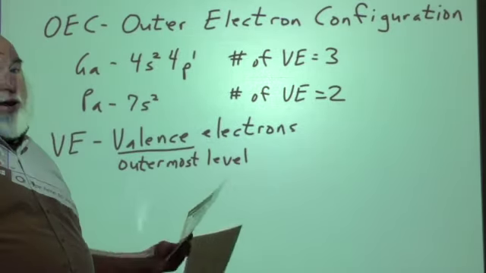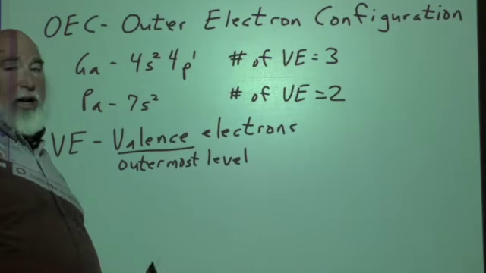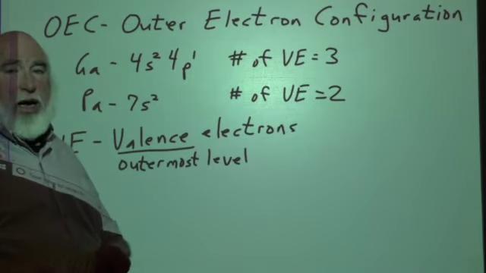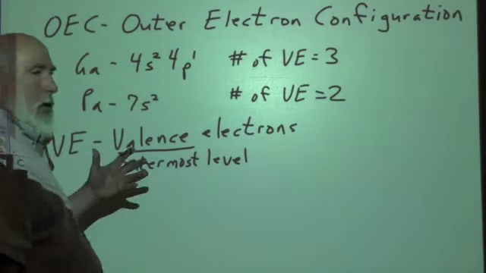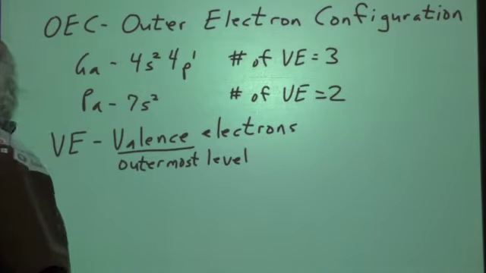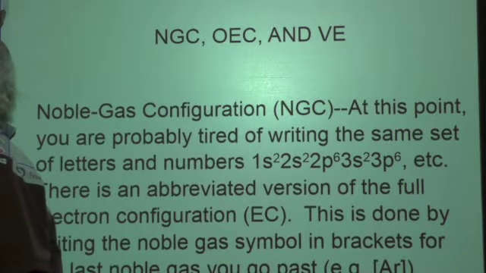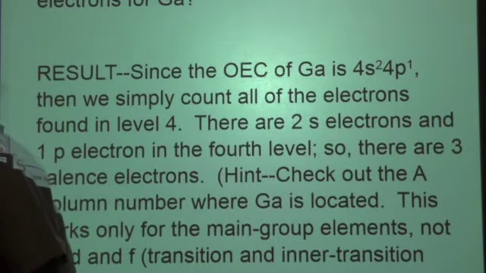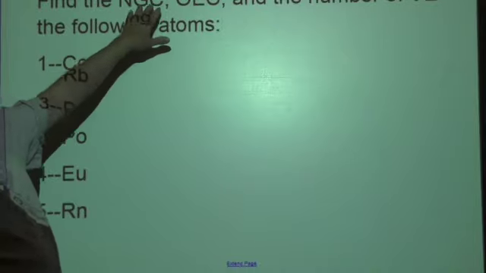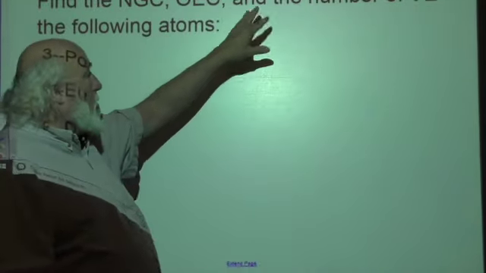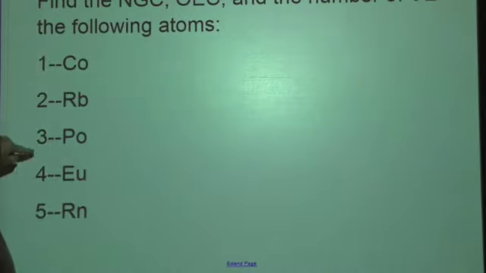And like I said, that is useful information for the next section that we're going to get into, which deals with ions and ionic compounds. So there you have it. Let's take a look at the practice problems. You're going to give the noble gas configuration, the outer electron configuration, and the number of valence electrons in these 5 elements. Have fun!